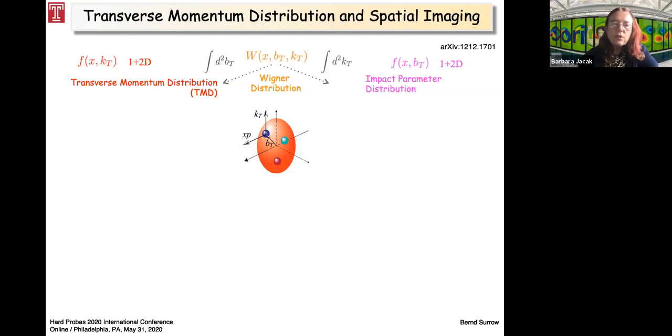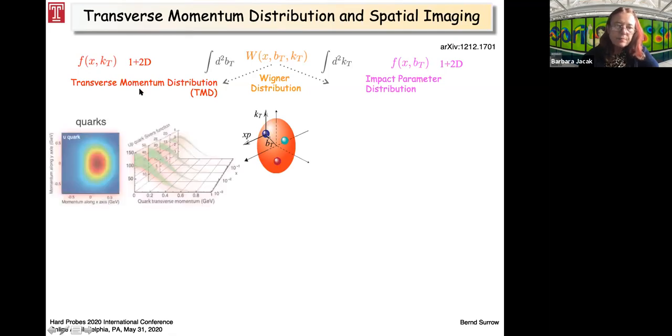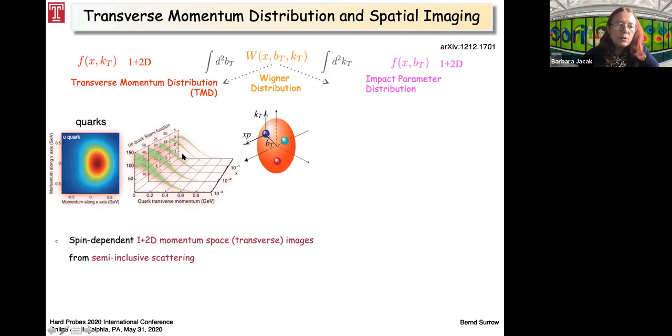Well, if you integrate the Wigner distribution over the spatial dimensions, then what you get is the distribution in the momentum three dimensions. We just looked at the one integrated just leaving the longitudinal direction, but you can get the transverse momentum distributions that way. And from those, you can learn about the transverse momentum dependence of where the partons live. I'll say a bit more about that in the next slide.